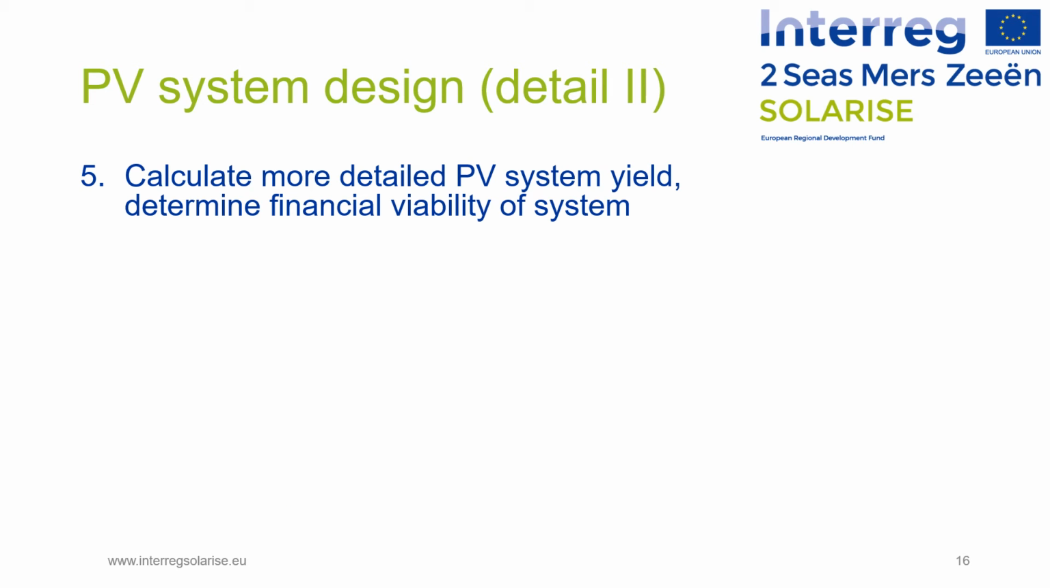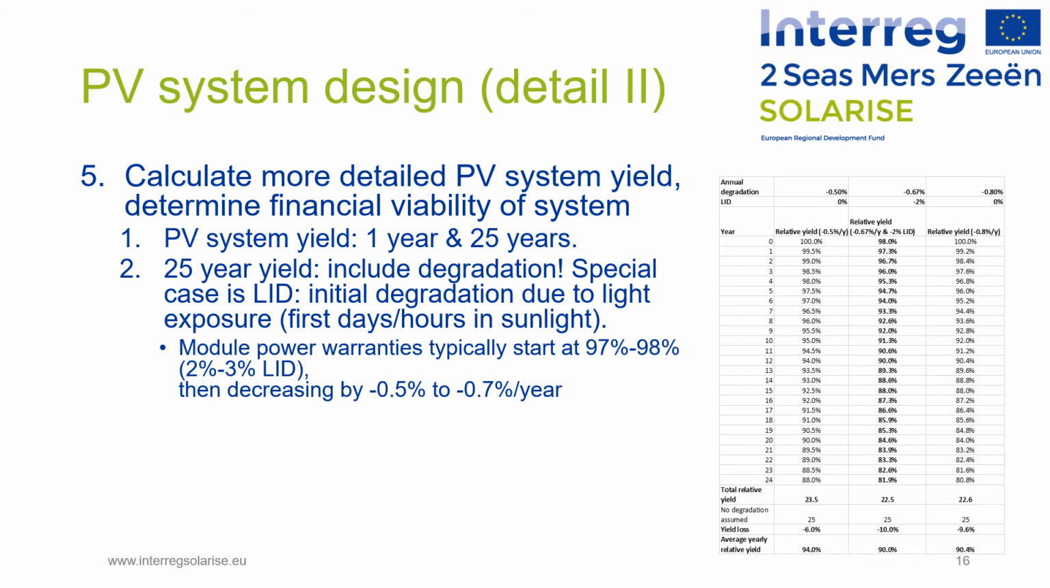Then you calculate a more detailed PV system yield, and you determine the financial viability of the system. For the PV system yield, you look at the first year and the 25-year yield. And for the 25-year yield, you must include degradation. A special form of degradation is LID, or light-induced degradation, which happens when PV modules are first exposed to sunlight. And that happens in the first days or hours in sunlight.